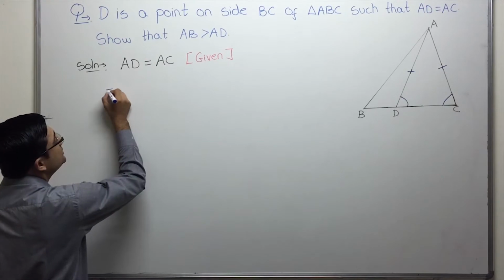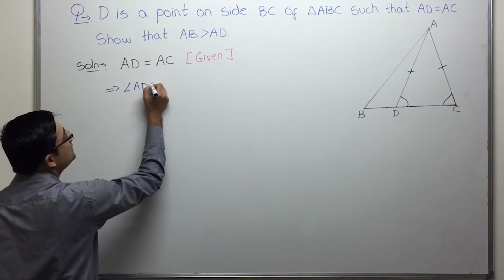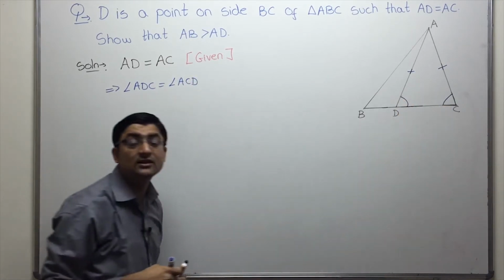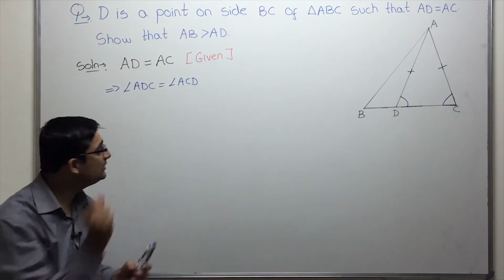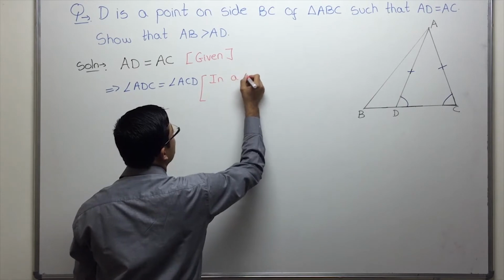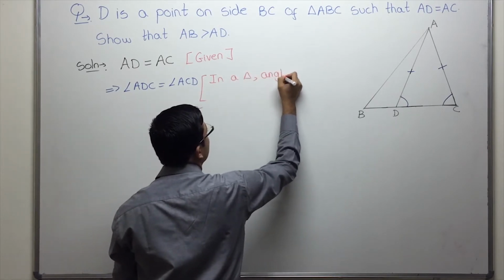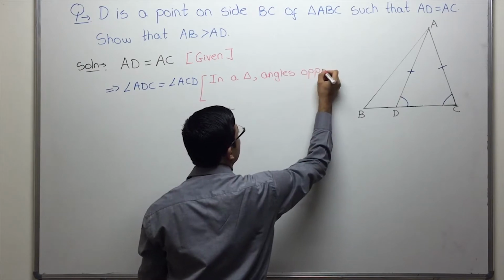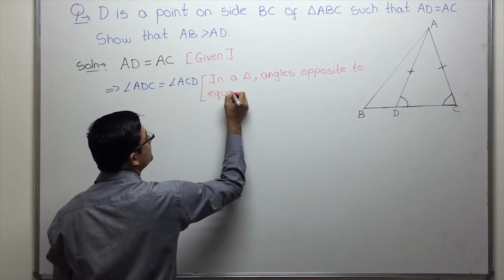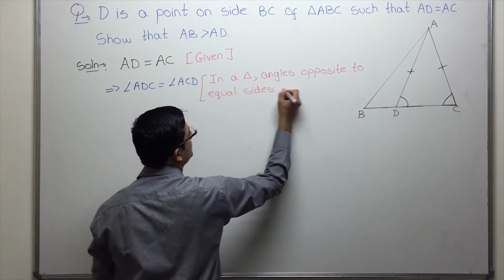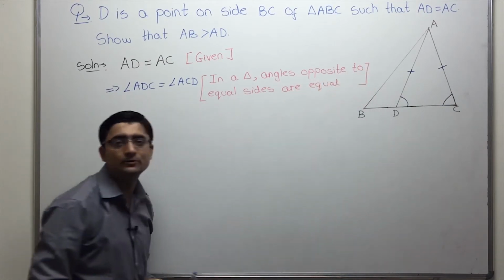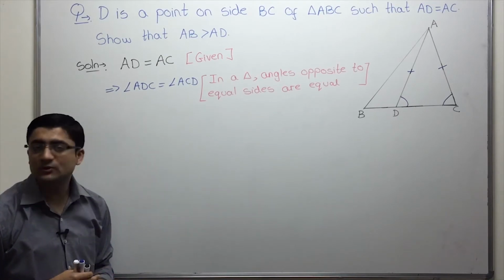So let's write it over here. This implies angle ADC is equal to angle ACD. That is, angle ADC is equal to angle ACD. Why? Angles opposite to equal sides are equal. Mention it over here. So whenever you're taking the help of this theorem, do mention it. So now we have angle ADC is equal to angle ACD.